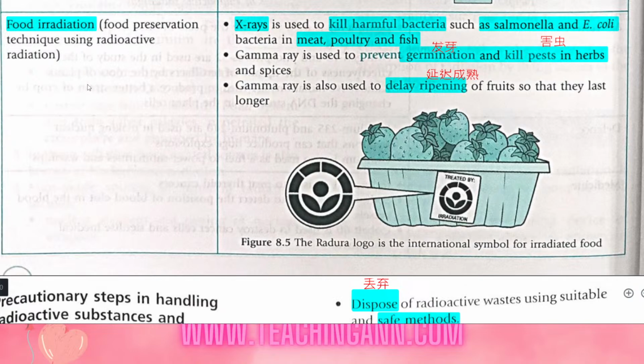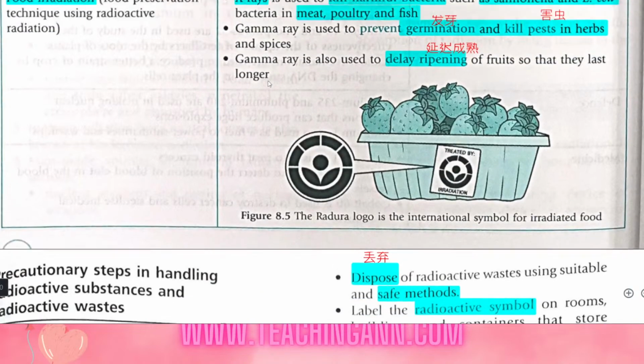Last longer. Yeah, food irradiation. So we use X-ray to kill bacteria like Salmonella and E. coli. I want to tell you, if your food got E. coli, then you're in big problem because it's polluted with feces. Your meat, your poultry. Poultry is your chicken. Fish. Make sure there's no E. coli because it's polluted by feces.